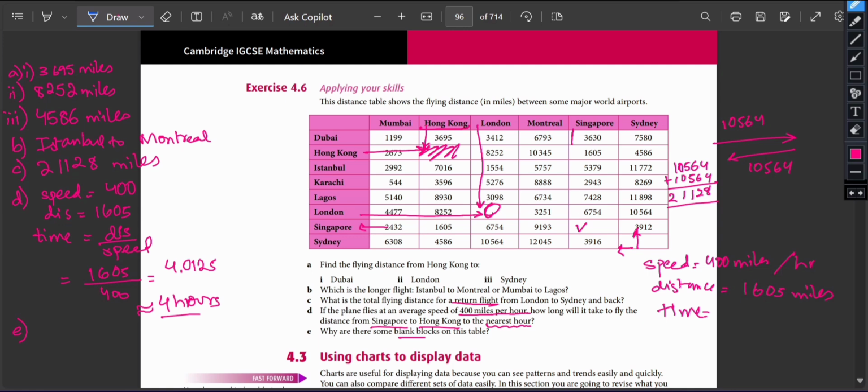Because they are the same location, there is going to be no flight distance. So for E part, you are going to say blanks mean that it is the same city, it is the city to itself, hence no flight distance. So this is how exercise 4.6 will come to an end.